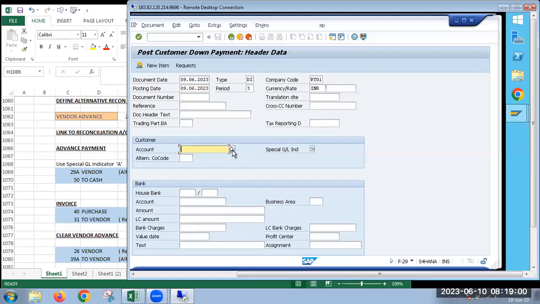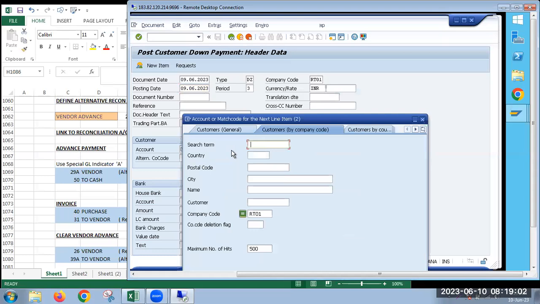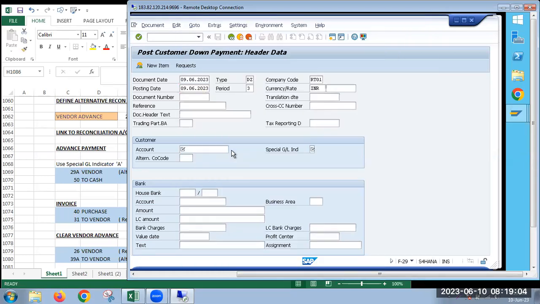For the customer we can specify the customer special GL indicator. Which special GL indicator will we use? Use special GL indicator A, down payments. Which account will we select here? Bank account.